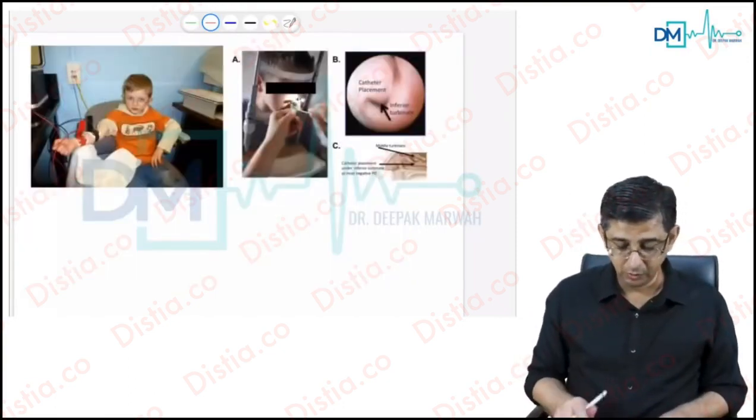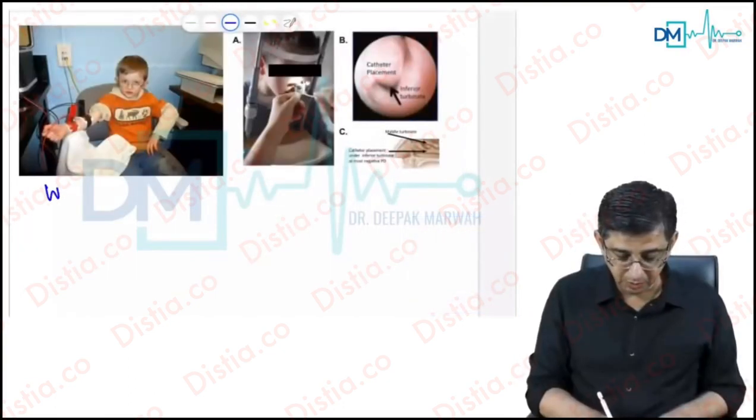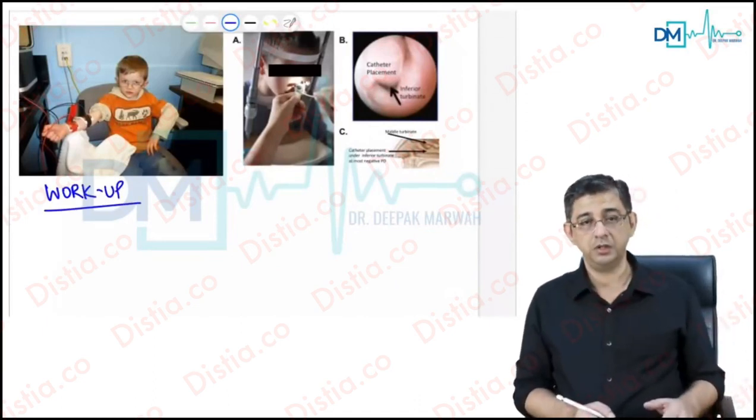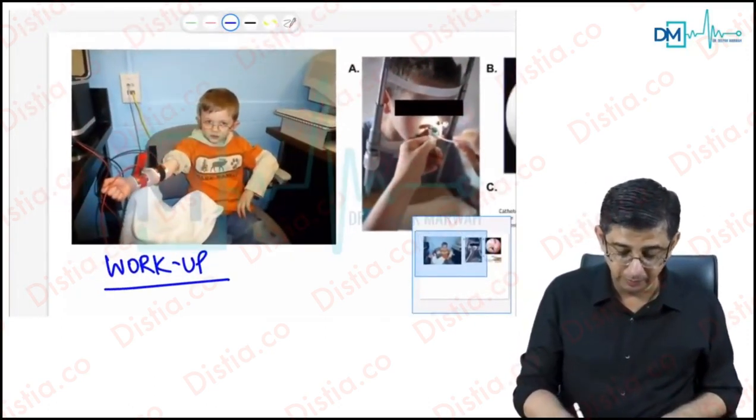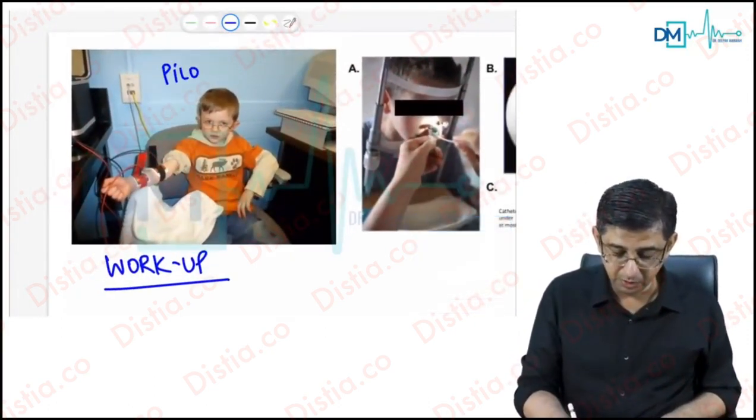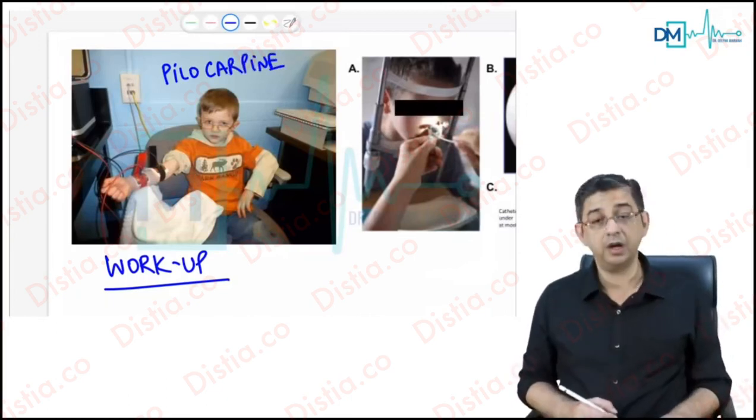So let us just have a look at the workup of these patients. In the left image, you can see a test being done in the patient to identify the concentration of elevated sweat, where we apply these electrodes. And the method that is given here can be asked in an image-based question as to what testing is being done in this child who's having recurrent lung infections.